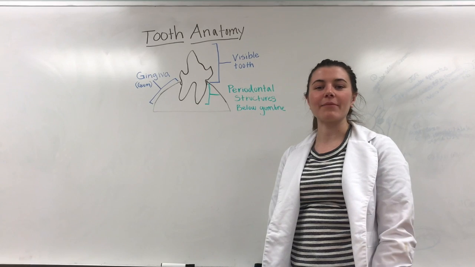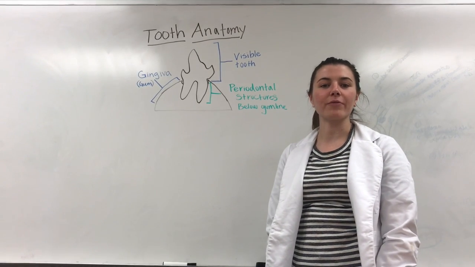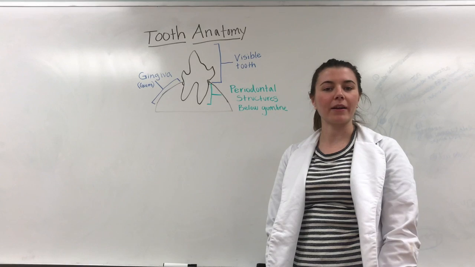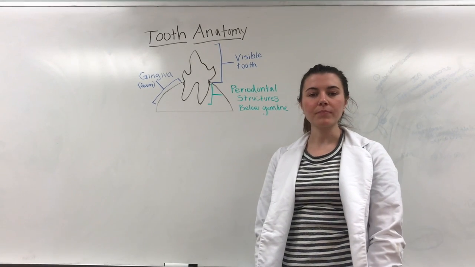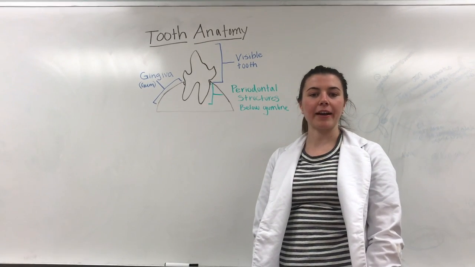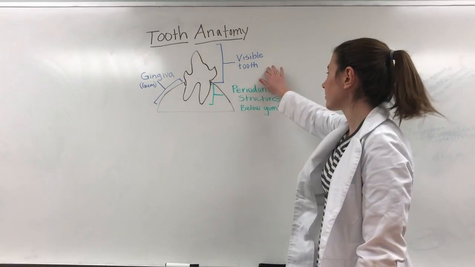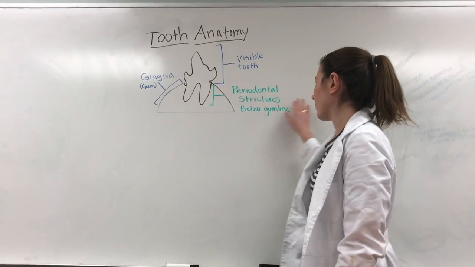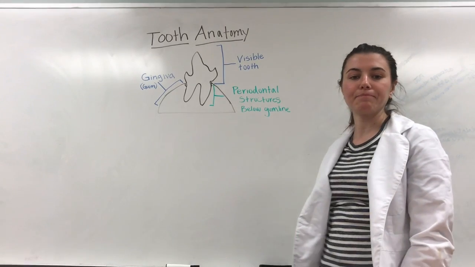Before we get started talking about dental disease, we want to give you a brief overview of some of the anatomy to help you better understand dental diseases. The tooth is comprised of three major areas. These include the visible tooth, the gingiva or the gum, and the periodontal structures below the gum line.